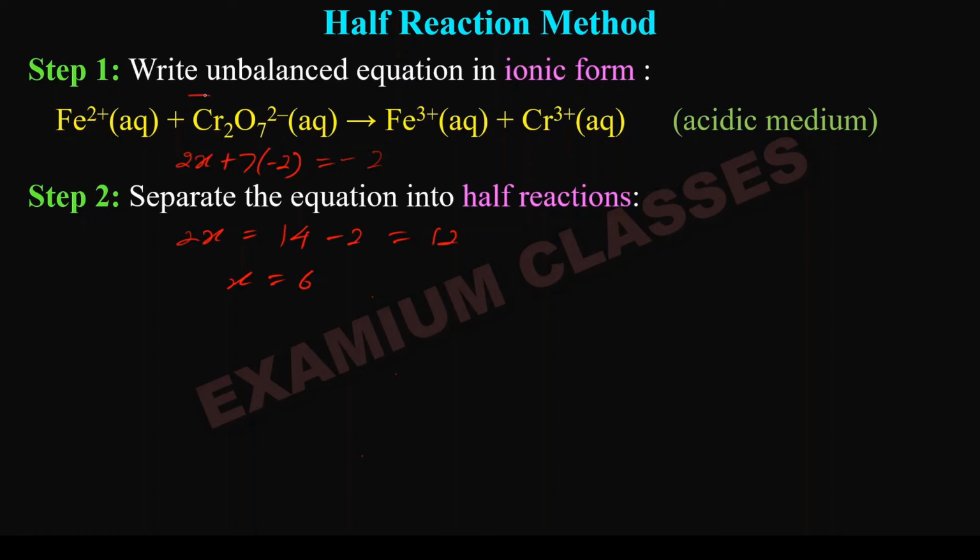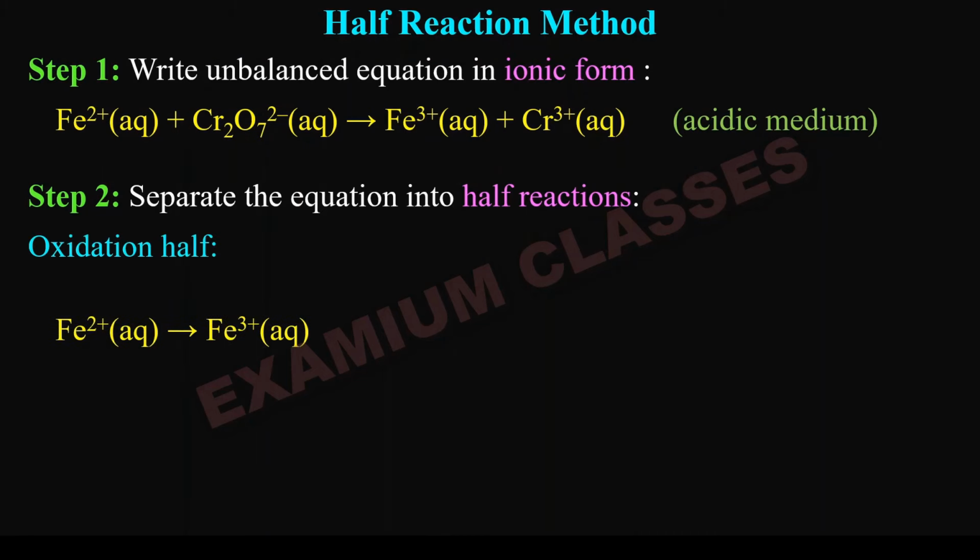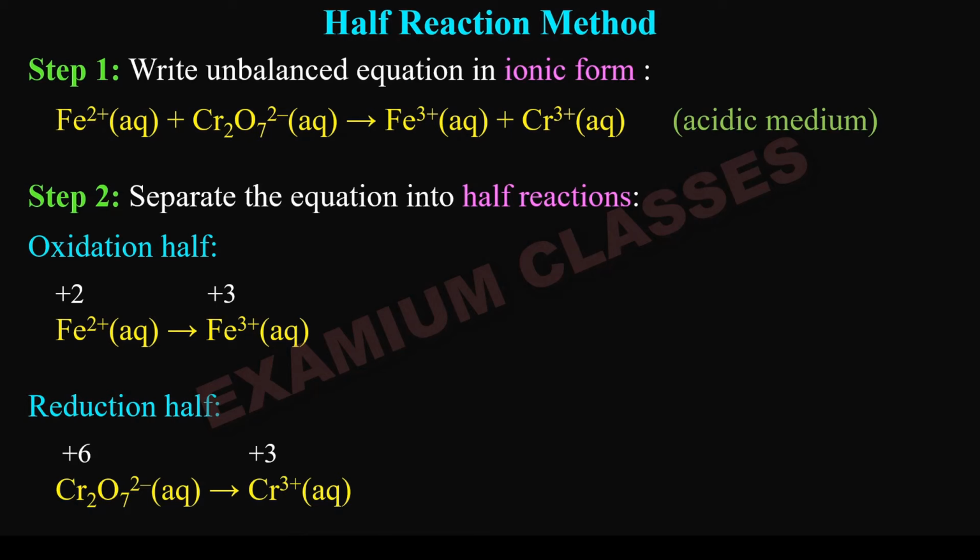Here the oxidation state of chromium is +6, and here obviously it is +3. It is the reduction half, +6 to +3, the oxidation state reducing. So this is the reduction half. So you will separate the whole equation into 2 half reactions. The first one is the oxidation half, because the oxidation state is increasing. The other one is the reduction half, because the oxidation state is decreasing.